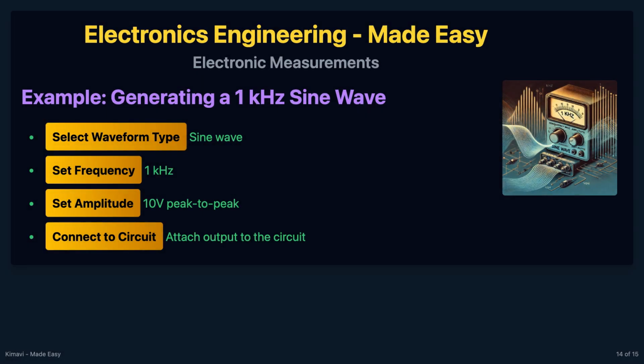For example, to generate a 1 kHz sine wave with a peak-to-peak voltage of 10 volts, set the signal generator to produce a sine wave. Adjust the frequency to 1 kHz and the amplitude to 10 volts peak-to-peak. Then connect the output to the input of the circuit.